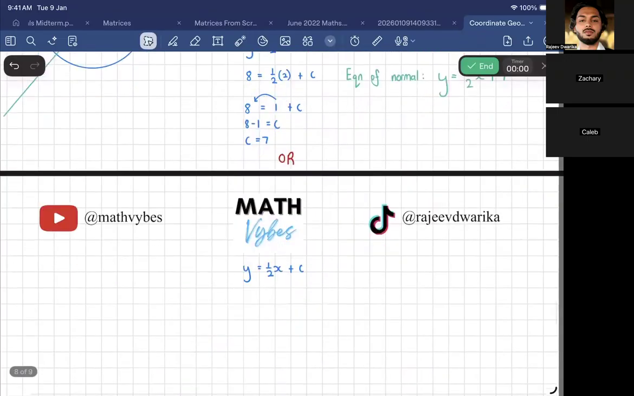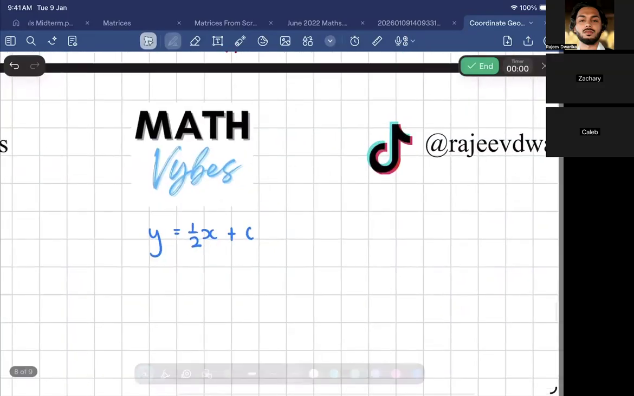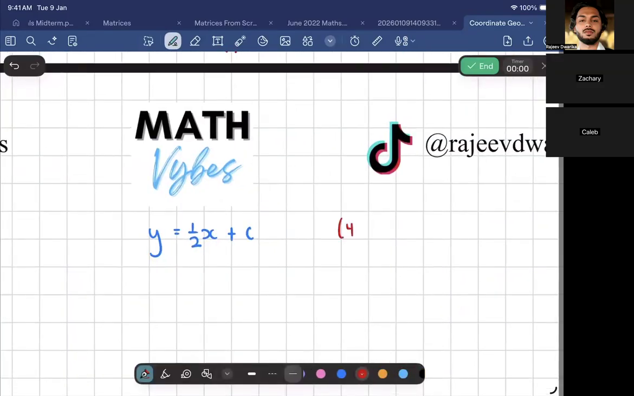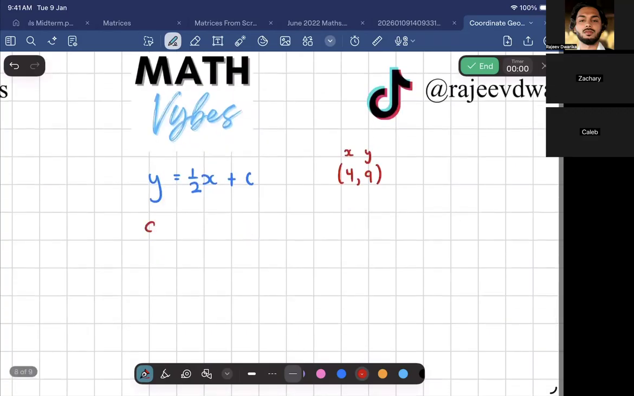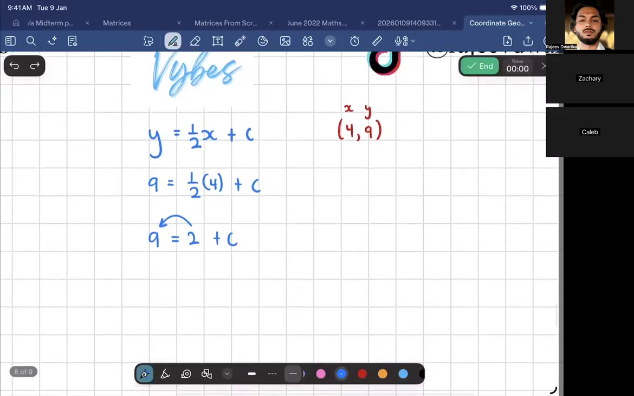So Zachary, y is equal to half x plus c, and instead we're going to use 4, 9. So you tell me what to substitute here, Zachary. So 9 is equal to half of 4 plus c. Where's half of 4? So Zachary, 9 is equal to 2 plus c. Then you minus 2 from that side. So it'll be 7 is equal to c. So yeah, it will be 7.